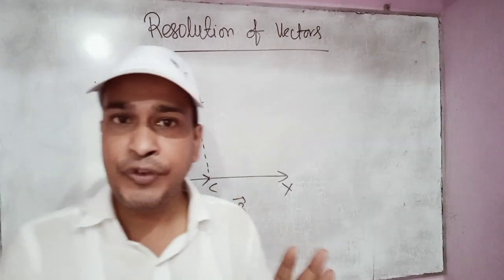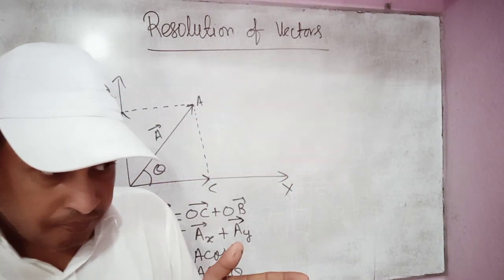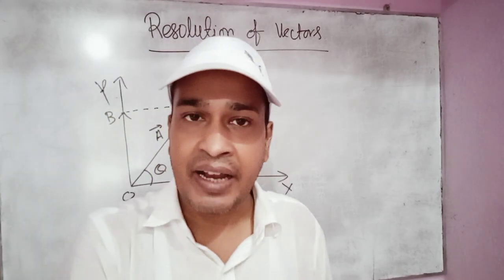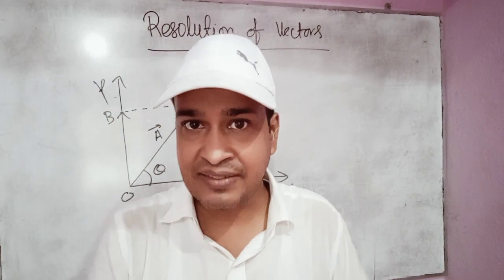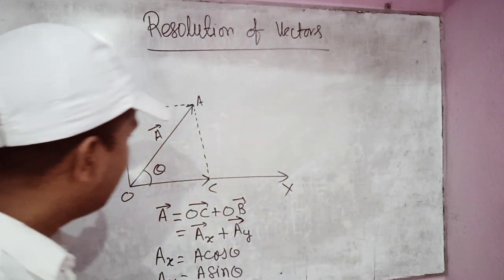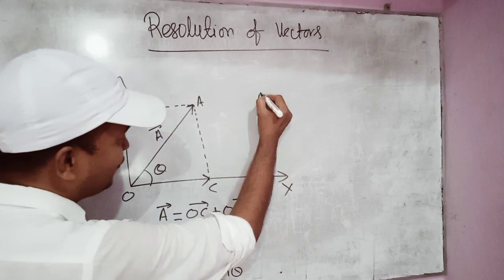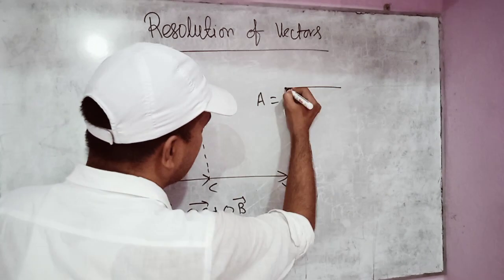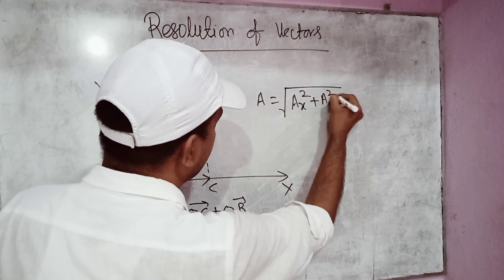Now if we are given the x and y components of a vector and we want to find the magnitude of the vector and its direction, how can we do it? So let Ax and Ay be given. So what will A be? A will be the square root of Ax square plus Ay square.